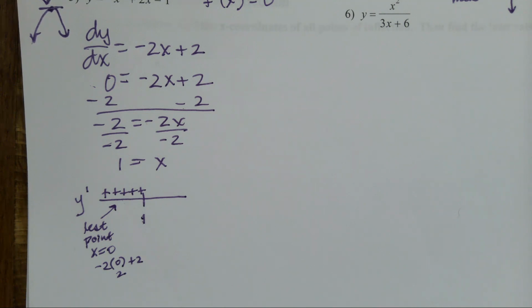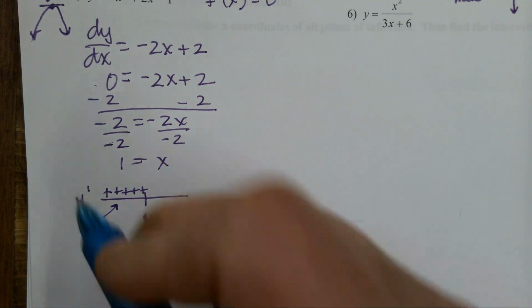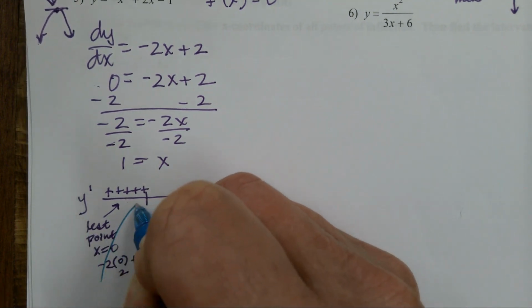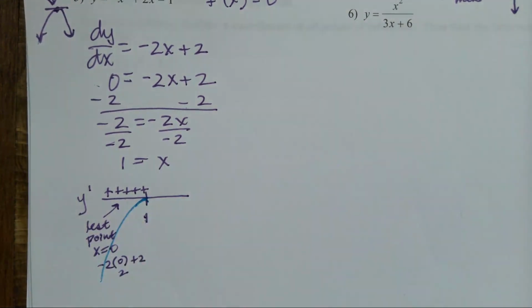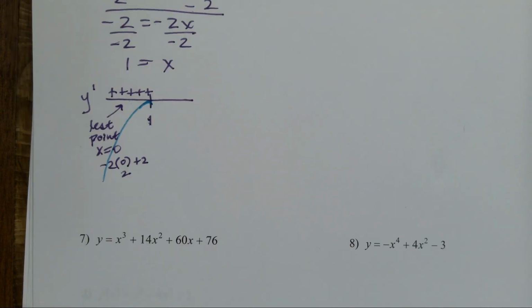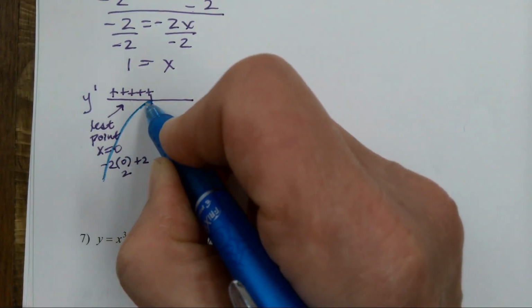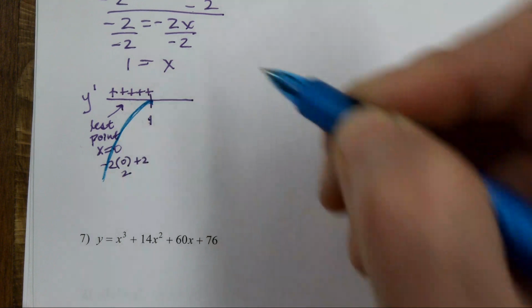If I put in negative 1, negative 2, negative 3, negative 100, I can put in anything to the left of positive 1. I could even put in 0.9999999, and it's still going to come out positive. So this is a positive region. That means that on this side of my graph, up to 1, this is increasing. And so I draw a little curve, because that's what these polynomial graphs are. It's increasing up to 1.